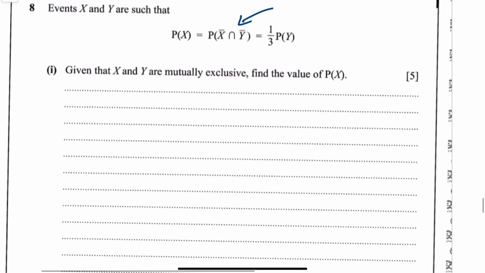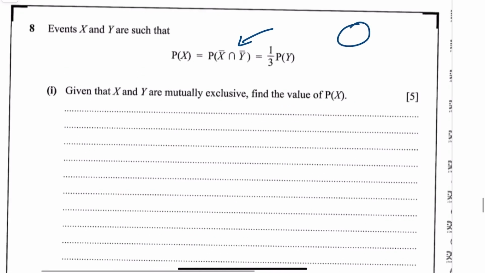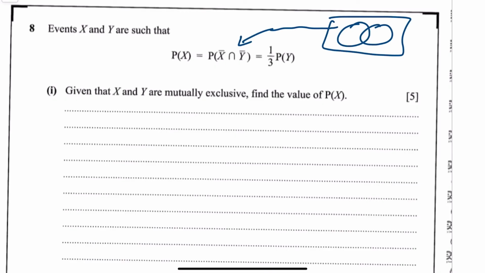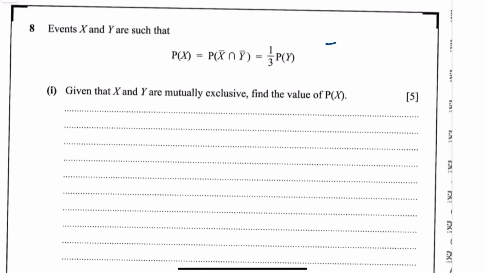If you imagine you've got a Venn diagram, this isn't quite what this Venn diagram looks like. I'll tell you why in a wee second. But this bit is a wee bit outside, so it's not X and it's not Y. So it's everything outside the union. Okay? So that's what you've got.